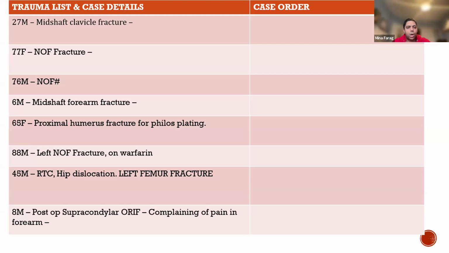Okay, right. So this patient just needs a little bit more optimization. I will put them on the list tomorrow, but maybe not first. I will discuss with my medical colleagues about giving another dose of vitamin K. 1.4 is getting there, but not optimal for surgery. So I'll put them on the list, but likely not first, to give a chance for a repeat blood test in the morning. And then we have a 45 years old RTC hip dislocation and left femur fracture.